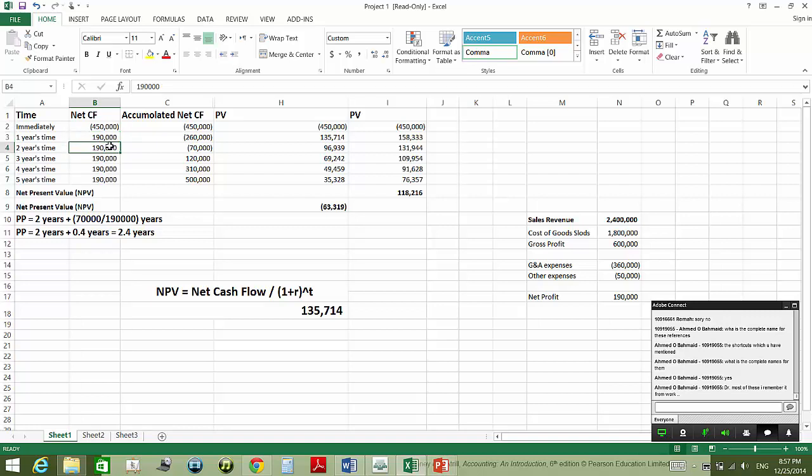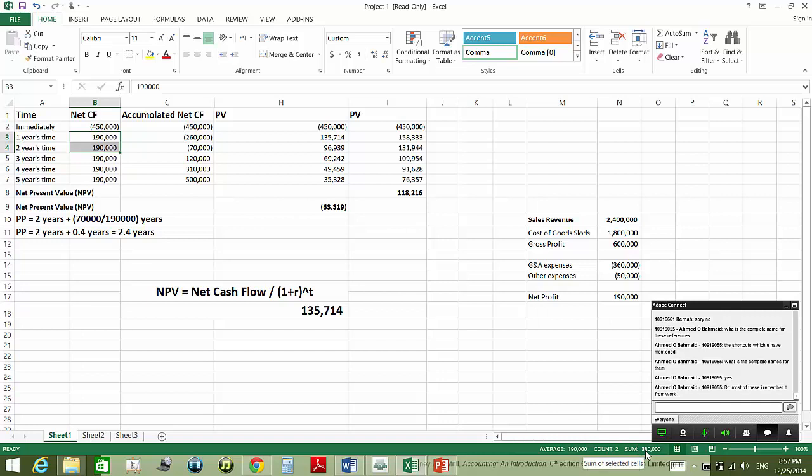Then how much is the remaining for the 450? The remaining is around 70,000. But here in the third year, we are not returning only 70,000. We are returning 190,000. That means here we will make break even between year number 2 and year number 3.